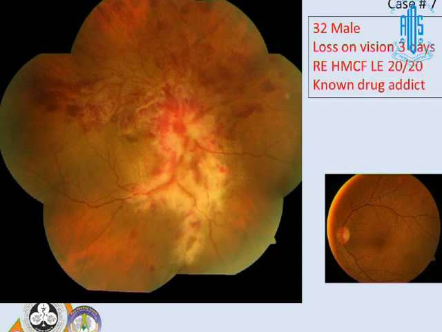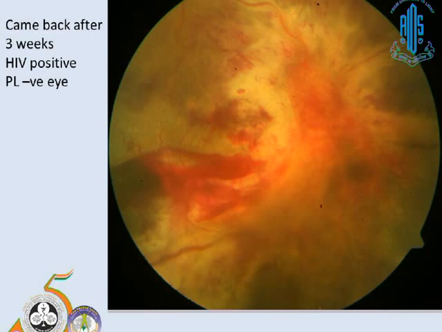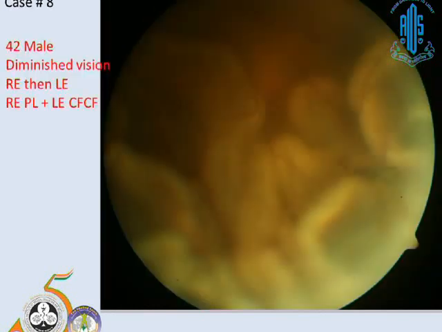This patient had hand motion vision. Left eye was 20/20. Known drug addict when we saw the history. He turned out to be positive. He was PL hand motion, but he came around 3 weeks later with a note that he's HIV positive. But by now, because of this massive obliterative disease, he had bled and turned out to be PL negative. So in a case of frosted branch angiitis, HIV has to be ruled out, apart from the other virals and toxo and other lesions.